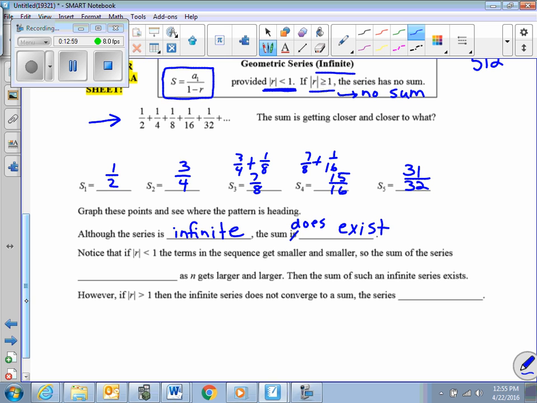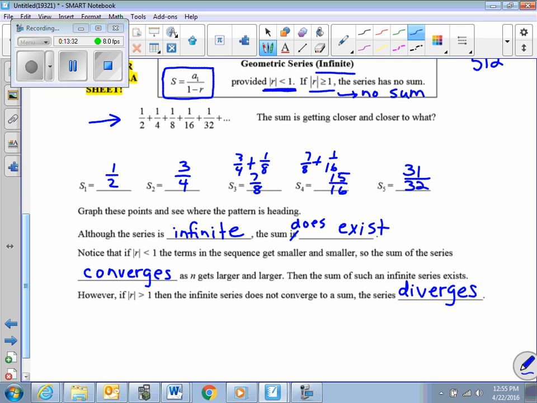But remember, I can only do this if r is less than 1 and the terms get smaller and smaller, so the sum of the series converges, we say. So if there is a sum, it converges, and the sum of such an infinite series exists. If the absolute value of r is greater than 1, and it could be a negative r, then the infinite series does not converge, and we say it diverges.